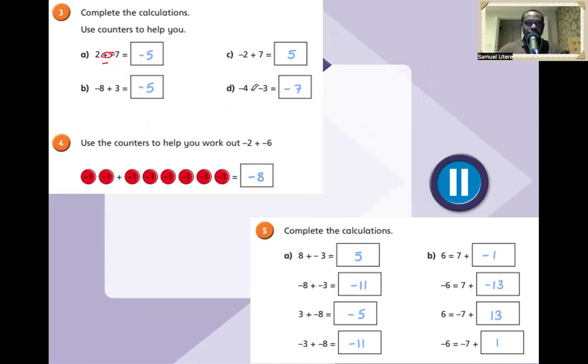This one is like saying -4, because these two positive, negative will become negative. So -4 subtract 3. So you start at -4 and you count 3 steps to the left on your number line. That will take you to -7. And then here you were asked to use the counters to help you work this out. You may not even need the counter because by now you know the technique I've shown you. So this is like saying -2 subtract 6. So you start at -2, you subtract 6 is to make 6 steps to the left, and that takes you to -8. And these are the other calculations which you should do.